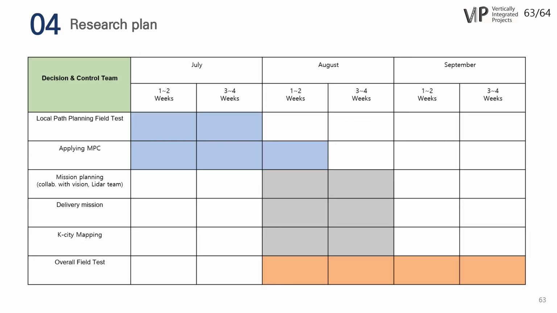Lastly is the research plan for the summer semester. First of all, we are planning to conduct a field test of local path planning and NPC control in July. After that, in August, we will collaborate with the Vision and LiDAR team to carry out detailed missions, and we will conduct mapping and overall field tests to prepare for the competition.